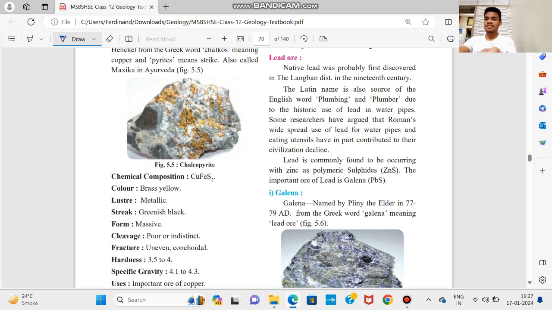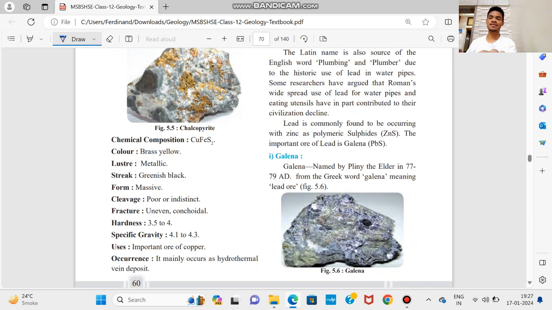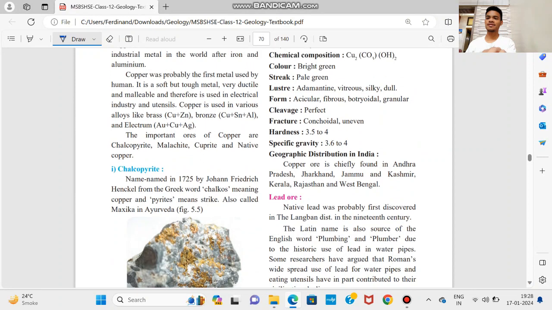So chemical composition, as I have told you, remaining all contents you have to remember, because this comes as a practical, as an identification of the mineral. Okay, so malachite and chalcopyrite. Okay, next we move on to lead ore. There's galena, and there's only galena.